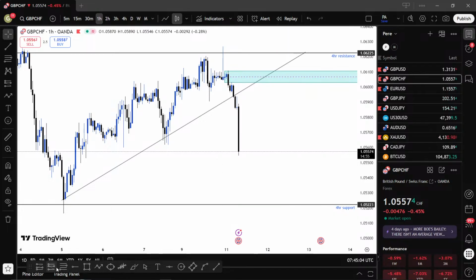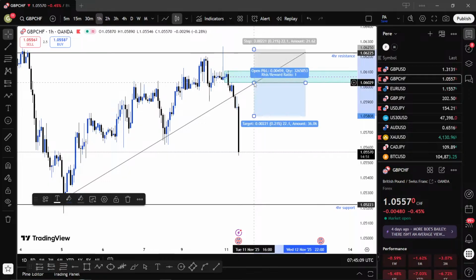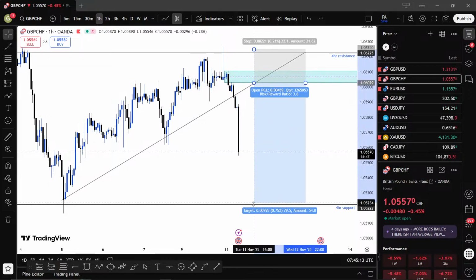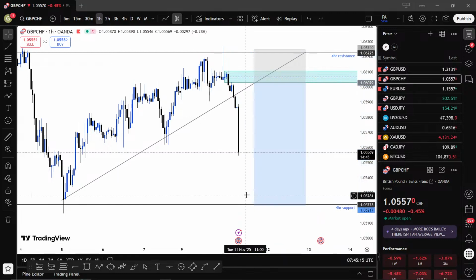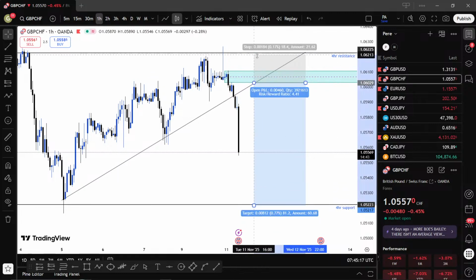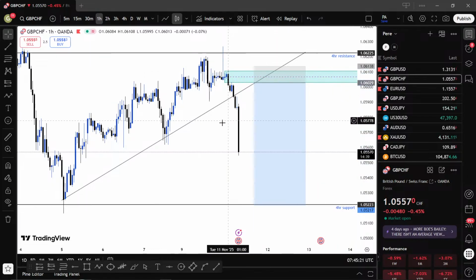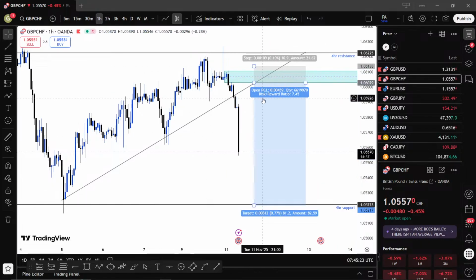So basically, let me just mark it all out. If the market comes back here, we'll take a sell from here, or take profit as low as this 4-hour support, and then here becomes our stop loss. So once this market retraces, we're actually going to take a sell from it.